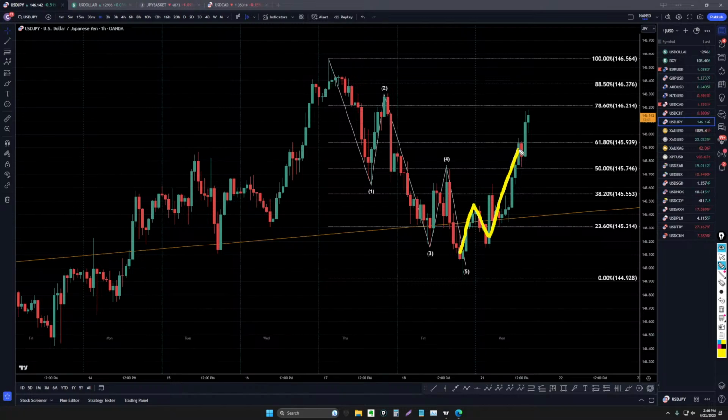It definitely looks like a 1, 2, 3. I don't see any reason to think it's over. I would for sure still be looking for longs in an uptrend at the end of pullbacks. So definitely still looking for longs on the US dollar yen.